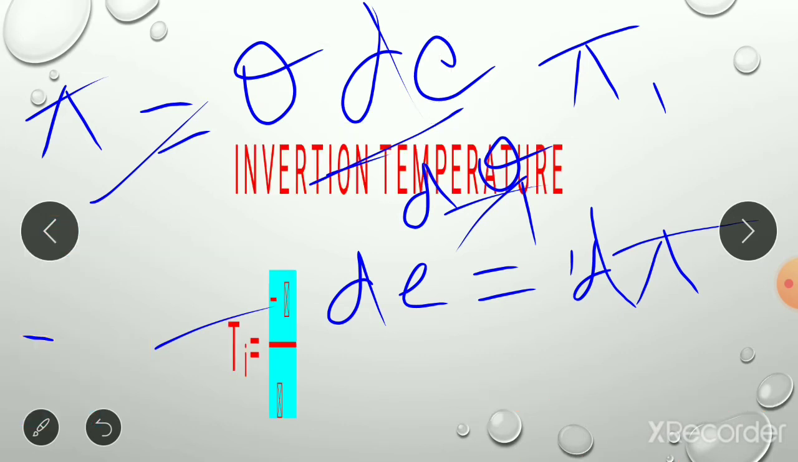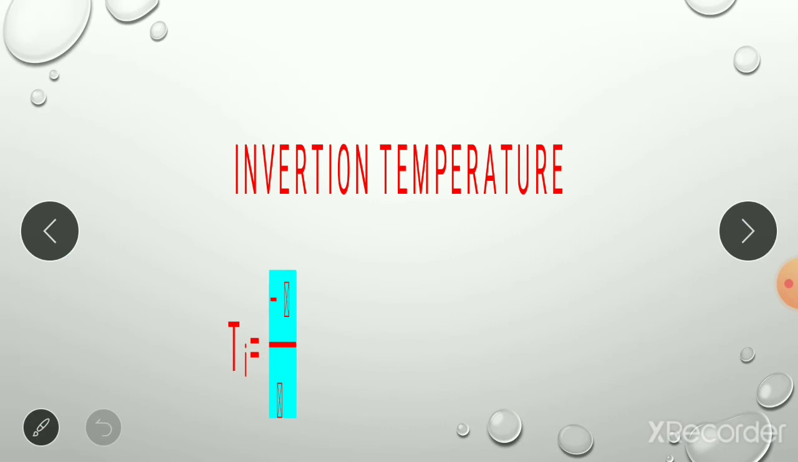Next slide. Inversion temperature. What is the inversion temperature? You know that, I already explained in the last class. Inversion temperature is the temperature of the hot junction at which the direction of EMF just changes. The EMF direction changes.